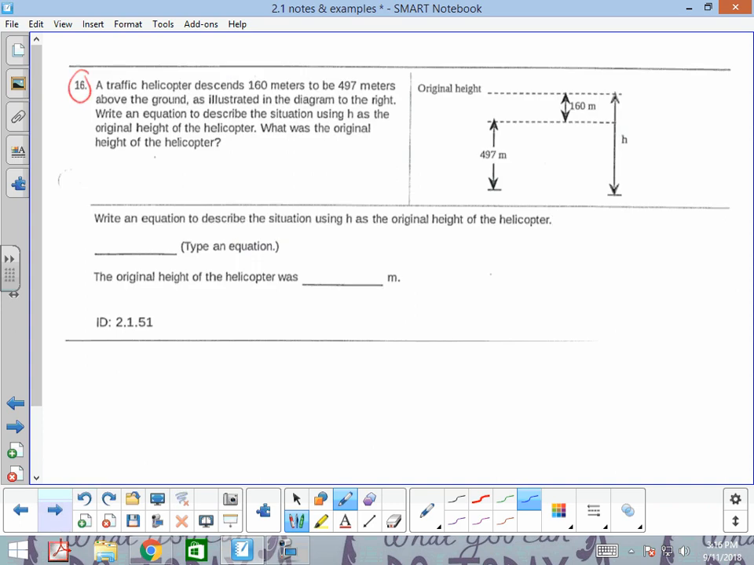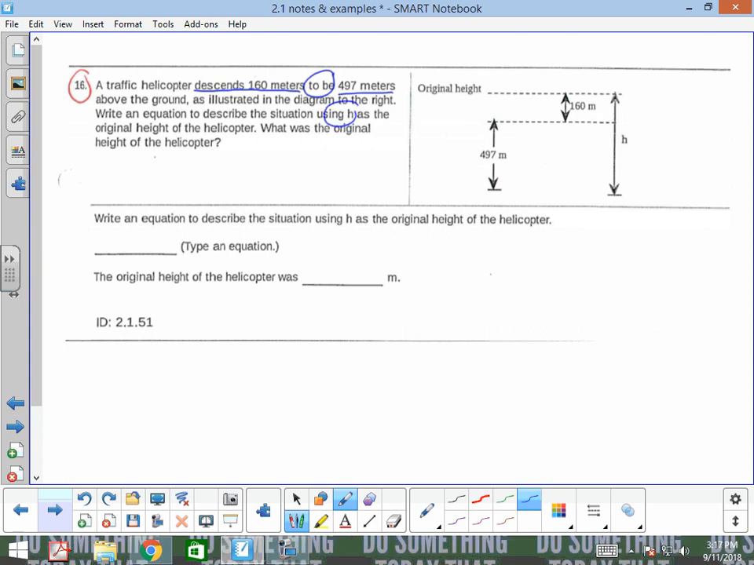Okay, number 16. A helicopter descends 160 meters to be 497 meters above the ground, as illustrated in the diagram to the right. Write an equation to describe the situation. And it says using h as the original height of the helicopter. So it starts off at h. It descends, so it means we're going down. So that's subtracting 160. And now it equals 497. So that's our equation.